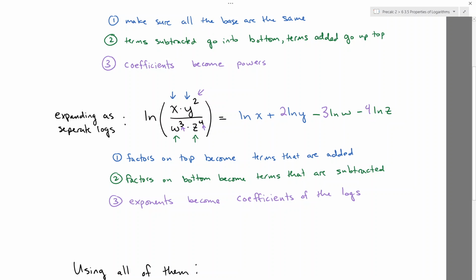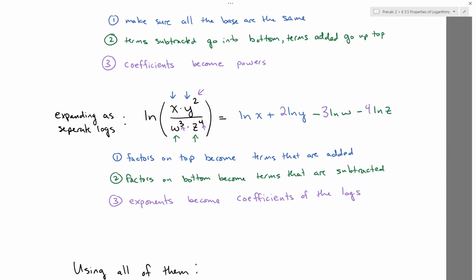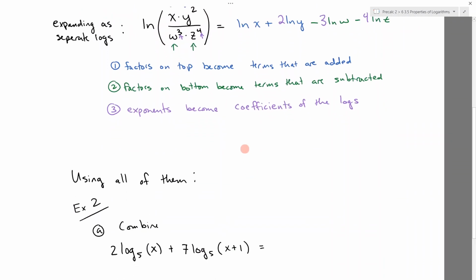And then finally, when separating, powers become coefficients. So the y squared becomes 2 natural log of y. The w cubed becomes minus 3 natural log of w, and the z to the 4th on the bottom becomes minus 4 natural log of z. That's basically how we combine all the rules together. So let's look at some examples.